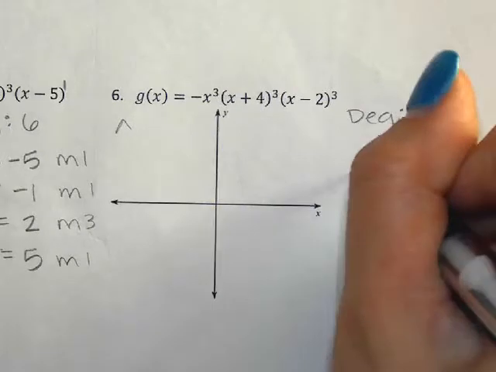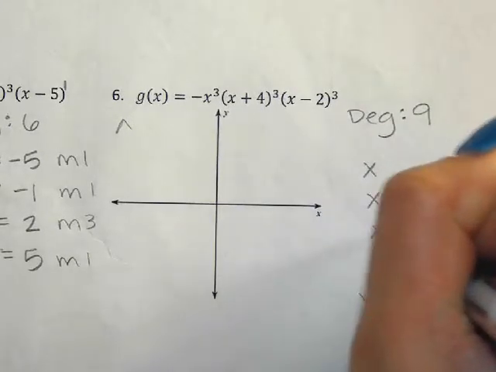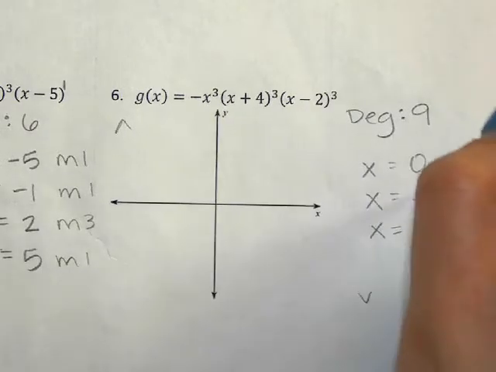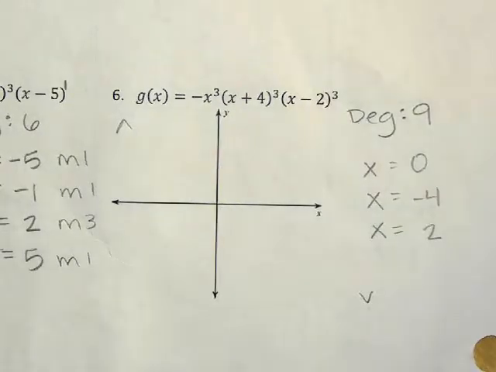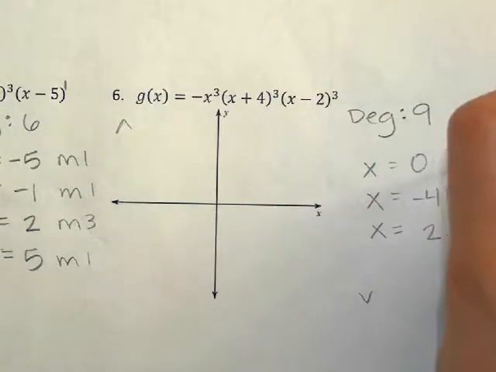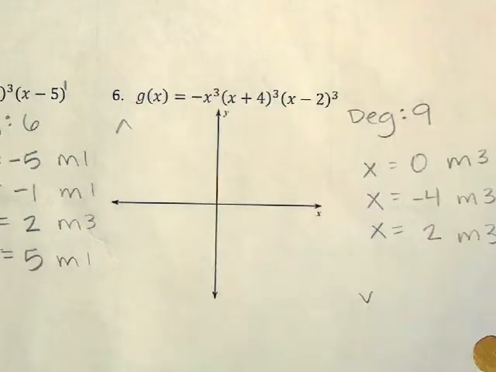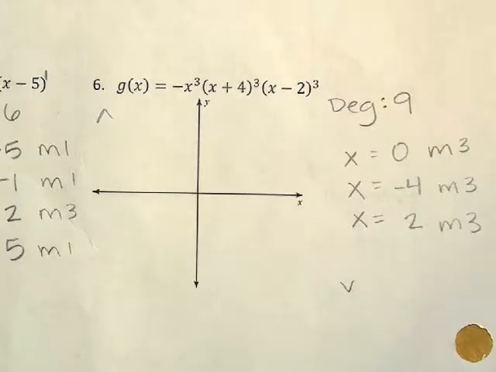All right, so our x-intercepts are what? 0, -4, and 2. And what's the multiplicity for each one? 3. Multiplicity of 3, multiplicity of 3, multiplicity of 3. I put this example in there because a lot of students don't like to draw the multiplicity of 3, so I'm forcing you to do it. I'm making you do it.